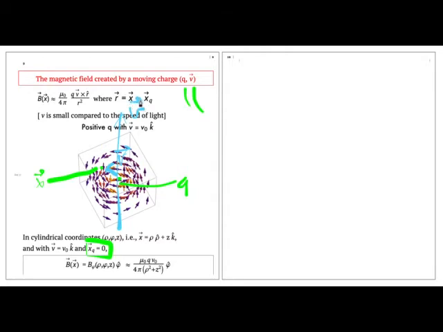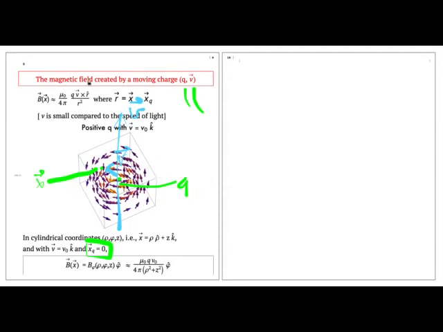The particle is moving in this direction. The magnetic field is circulating around that direction. So to speak, there's a current in this direction. I call that the z-axis. There's a current in the z direction. It's a very trivial current. It's just a single charge moving along the z-axis. At this particular instant, it's located at the origin. And the magnetic field circulates around that.